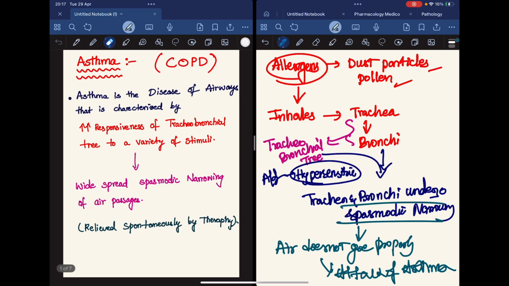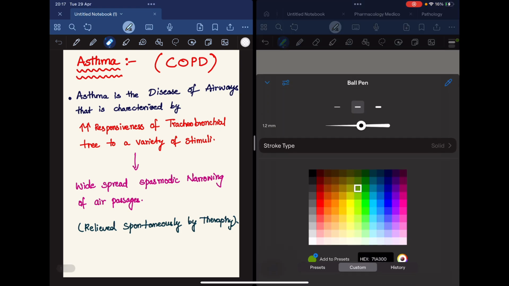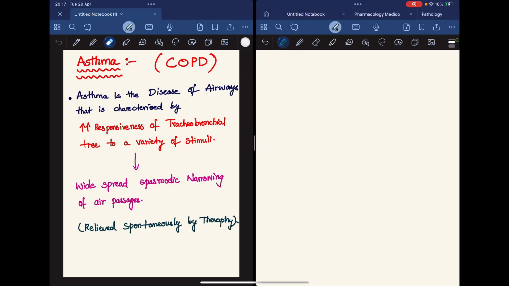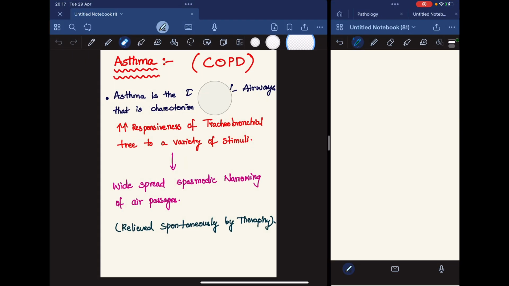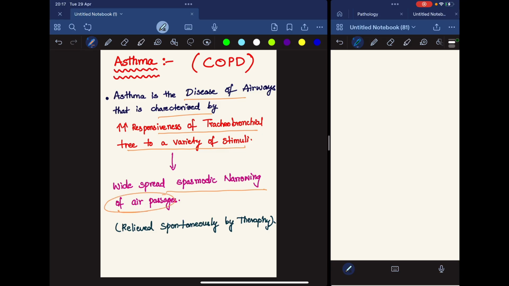So going to detail, the definition of asthma. Asthma is a disease of airways that is caused by increased responsiveness of the tracheobronchial tree to a variety of stimuli, and widespread spasmodic narrowing of airways because of the allergen, which is relieved spontaneously or by therapy.